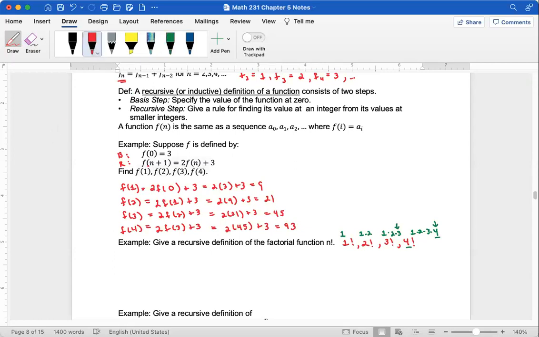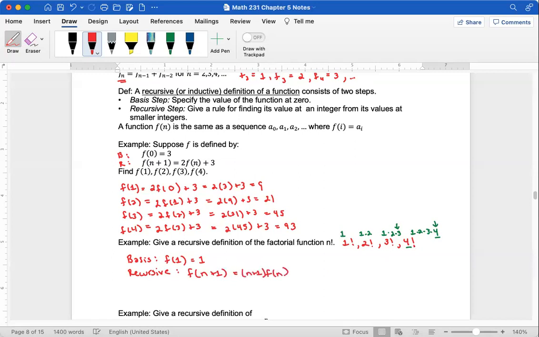Okay, so let's use that to create our definition. Let's start with the basis step. The basis step for us is we want to say that the very first term is going to come out to 1, which happens to be 1 factorial. Then for the recursive step, we're going to say that the next term, whatever that looks like, is going to be the previous term times the next term.